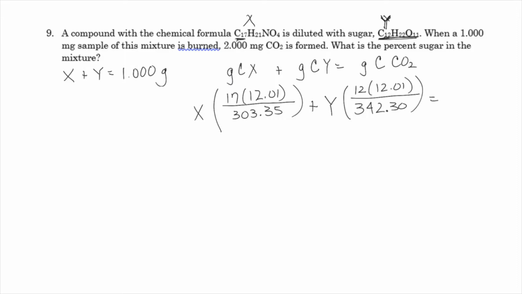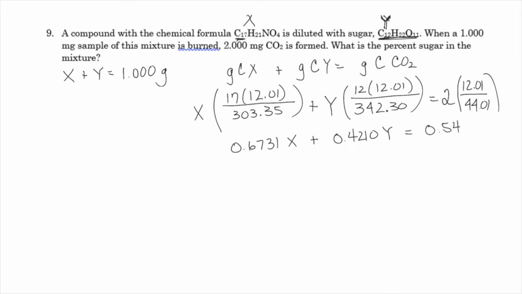That is going to be equal to the mass of carbon in the 2 grams of carbon dioxide. So if I have 2 grams, it's going to be times 12.01 divided by 44.01. And now I can simplify this and I get the following. I get 0.6731 times X plus 0.4210 times Y is equal to 0.5458. And the 0.5458 is the grams of carbon that is associated with 2 grams of carbon dioxide.